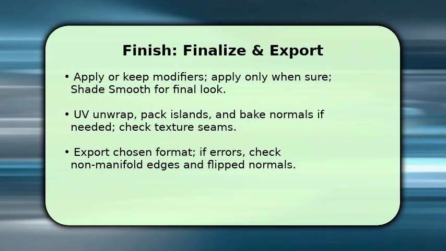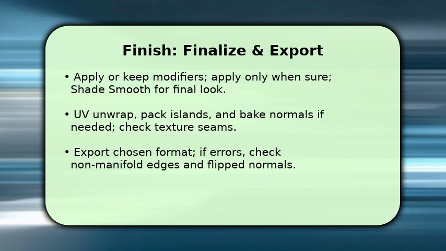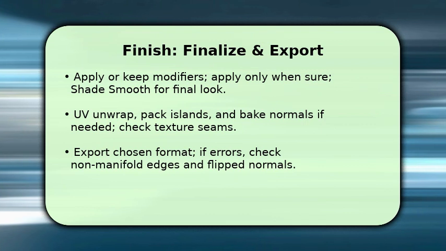To finish, decide whether to apply modifiers. Apply them when mesh topology is final, otherwise leave them live. Once ready, shade smooth and add an edge split or crease where needed to preserve silhouette. Unwrap the mesh, pack UV islands efficiently, and bake normals or AO if required for texturing. Export in the required format and test the asset in its target environment.